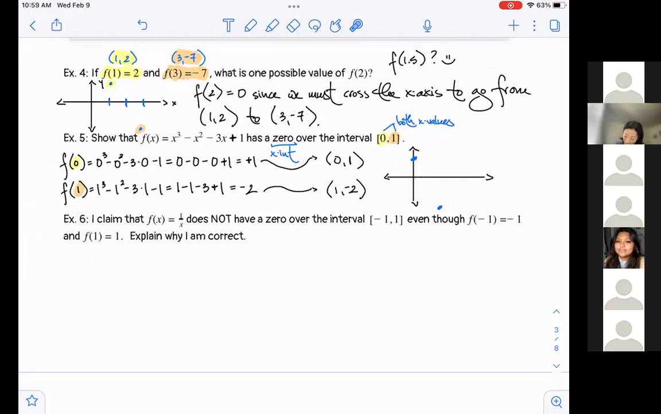So example 6 says that I claim that the function 1 over x does not have a 0 over the interval. So these are both x values from -1 to 1.